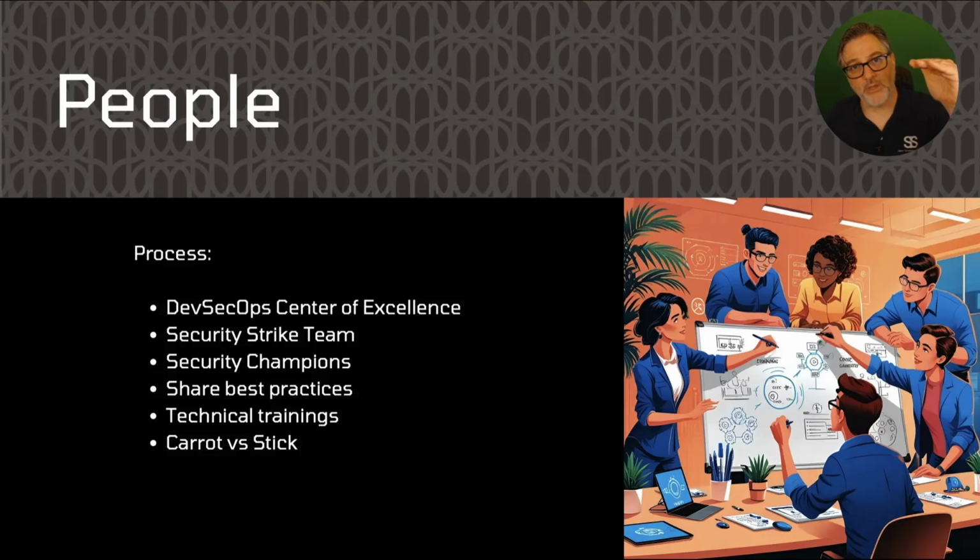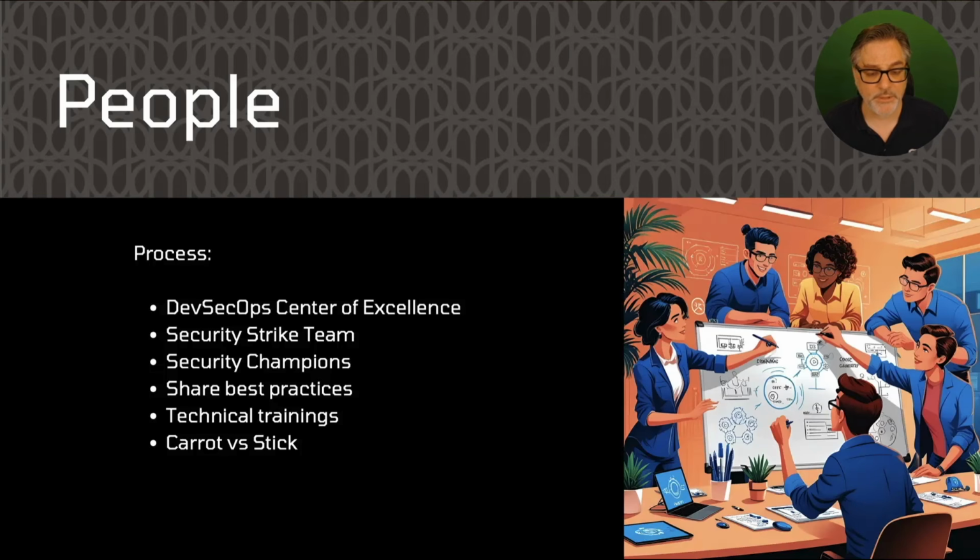So you go from security strike team to the security champions concept. And then really the DevSecOps Center of Excellence is the data clearinghouse for where all that shared knowledge can live. Next up is sharing best practices. This is really the objective behind the security champions component: how do you get these people to share that information? The Center of Excellence is a place for it to live, but there's also the activity of sharing best practices, maybe with a lunch and learn once in a while, etc. But make sure that those best practices are being socialized across the organization. Next on the list here is technical trainings.